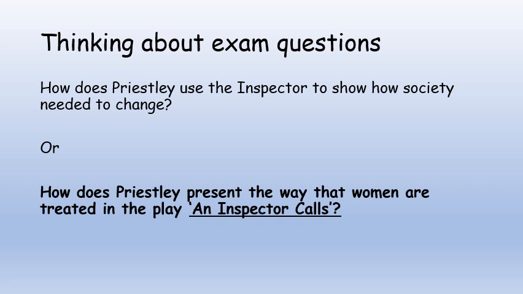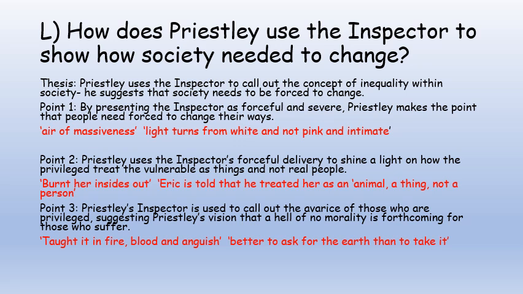Okay, so thinking about exam questions, you get 2 questions, you pick one. So look at these here. How does Priestley use the inspector to show that society needs to change? Or how does Priestley present the way that women are treated in An Inspector Calls? Okay, so there are 2 examples. So if I was thinking about how does he use the inspector to show society needs to change, I'd look at that. So Priestley uses the inspector to call out the concept of inequality. He suggests that society needs to be forced to change, okay?